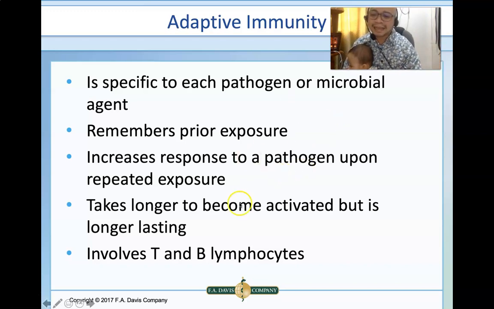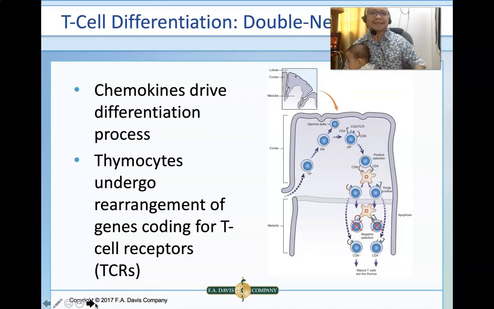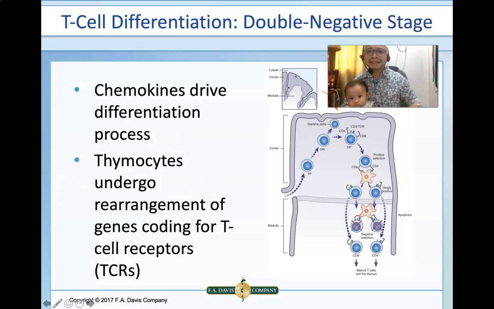Moving on, let's discuss T cell differentiation. One of the most important steps in T cell differentiation is the so-called double negative stage. T cell differentiation happens in the thymus. In order to initiate the start of the double negative stage, as you can see here at the cortex, the chemokine is the one that drives the differentiation process.